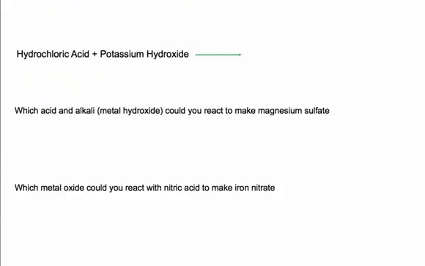Right, just to go to more of an exam style question, which salt will be produced if we reacted hydrochloric acid with potassium hydroxide? We know hydrochloric acid will make chlorides, so it's something chloride, and we've got potassium here, so it's potassium chloride plus water. This says which acid and alkali, by that we mean a metal hydroxide, could you react to make magnesium sulfate? To make sulfates we know we need hydrochloric acid. No, we don't. We need sulfuric acid. Sulfuric acid will make sulfates.